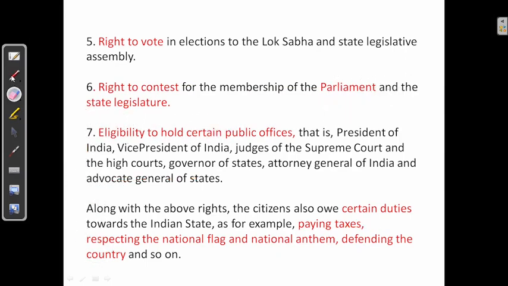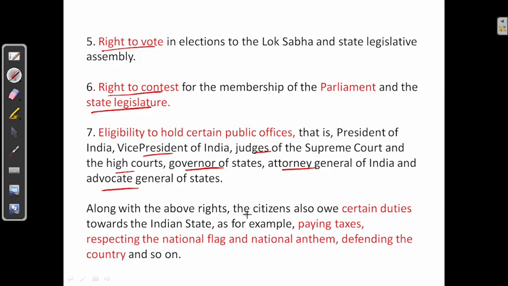Next, let us see some more rights which are available only to the citizens and not to the aliens. Right to vote in elections to Lok Sabha and State Assembly. Right to contest for the membership of Parliament and State Legislature. Eligible to hold certain public offices, that is President of India, Vice President, Judges of Supreme Court and High Court, Governors of States, Attorney General, Advocate General. All these are only for the citizens of India and not for the aliens.